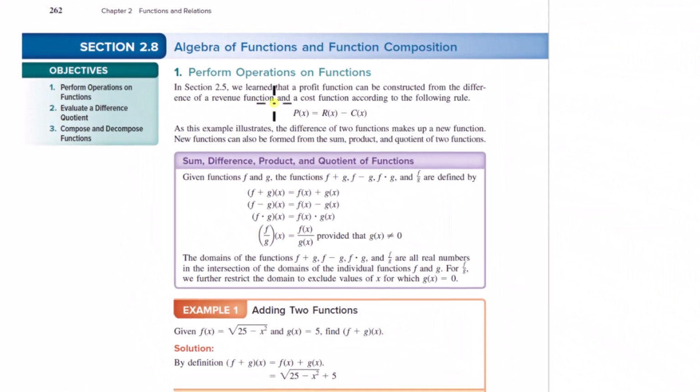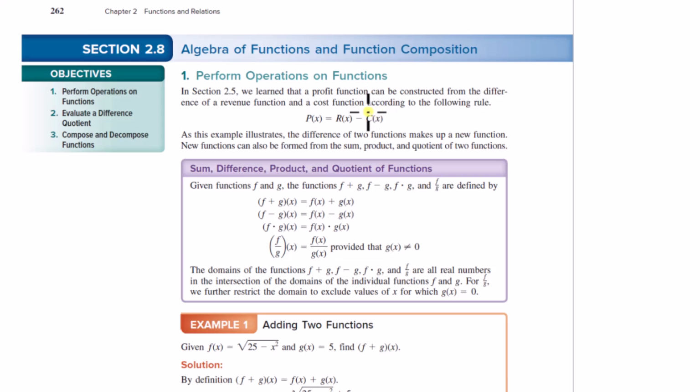In section 2.5, we talked about the idea of a cost function. It was the cost to manufacture a certain amount of items. If you're going to manufacture 100 of these items, how much does that cost? 150. You input the amount of items you're going to manufacture, and it gives you the cost to manufacture those items. That's C of x. And then there's a revenue function. It's the revenue that you get from selling x amount of items. To get the profit function, you subtract the cost function from the revenue function.